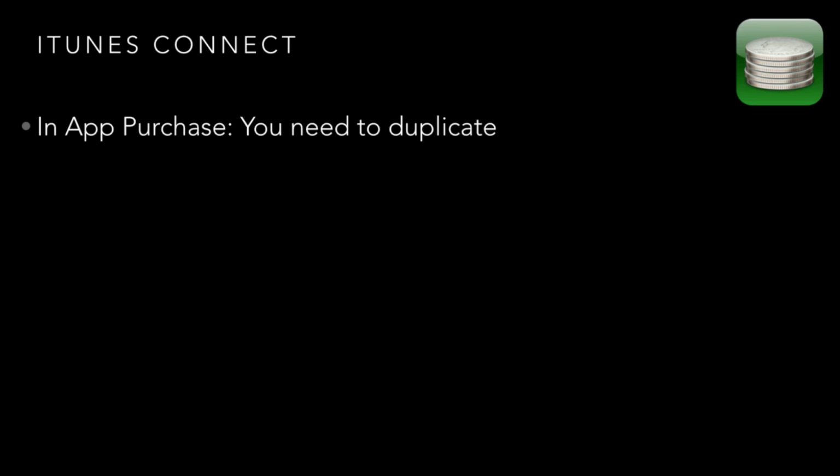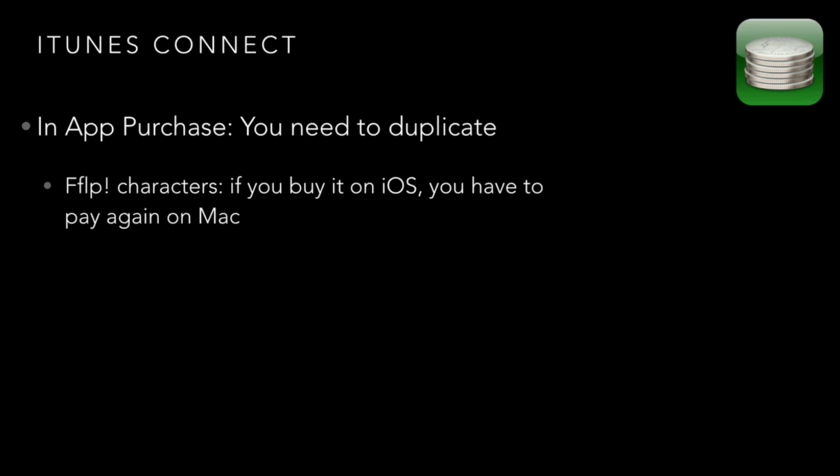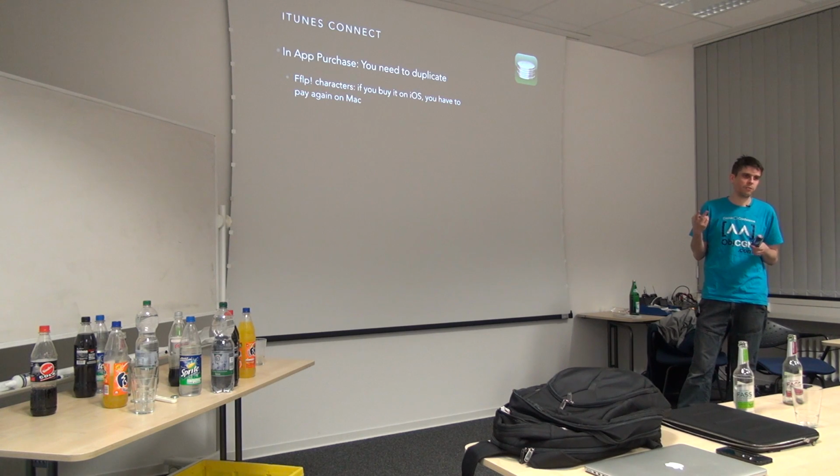So let's talk about StoreKit. In-app purchase. The problem with in-app purchase is that it's not universal, in a way that you need to duplicate everything. So the Fflp characters are every time an in-app purchase. The problem is now I need two in-app purchases. I need one on iOS and one on macOS, which totally sucks because it doesn't make any sense. It's the same freaking thing.